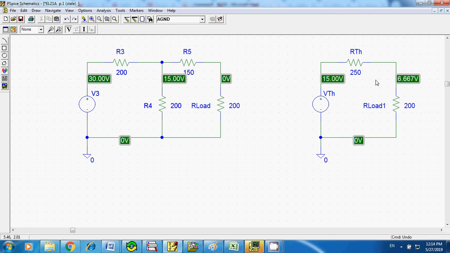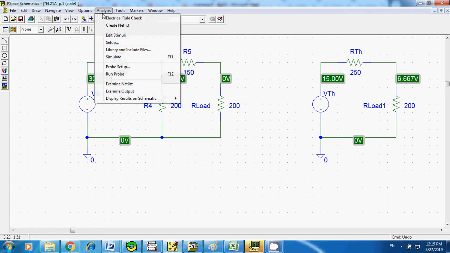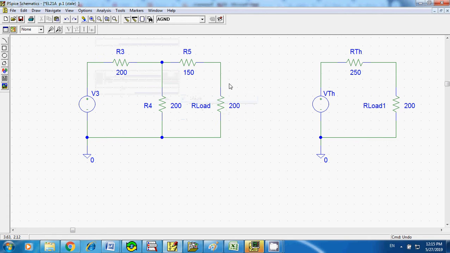That's different from Norton, right? You can look it up on Google or wherever; that's going to be the current source in parallel with the Norton resistor. But at this point I just mentioned the Thevenin theorem. Now let's do a short circuit. So our short circuit is like this, or your R load is equal to 0, right? And you're looking for the current flowing through R5.